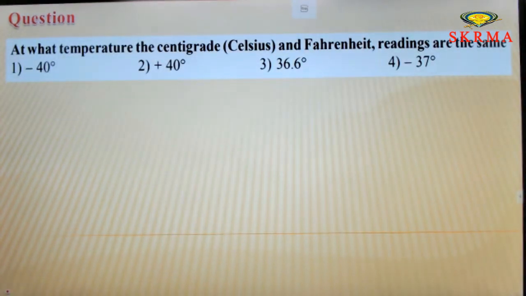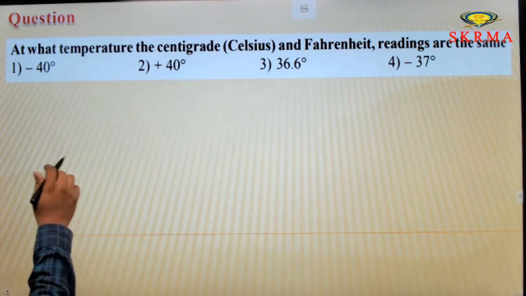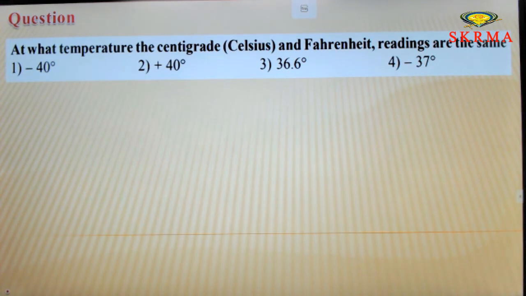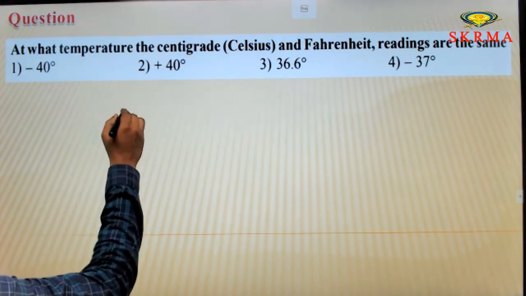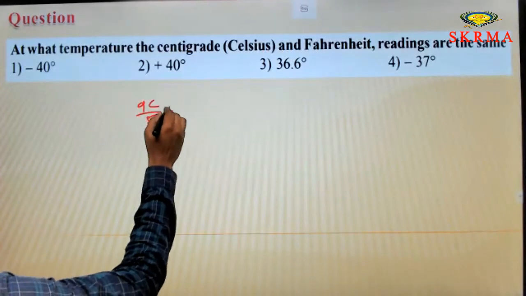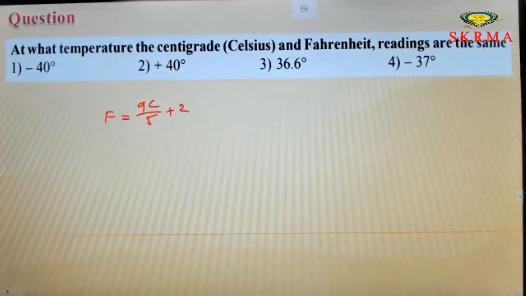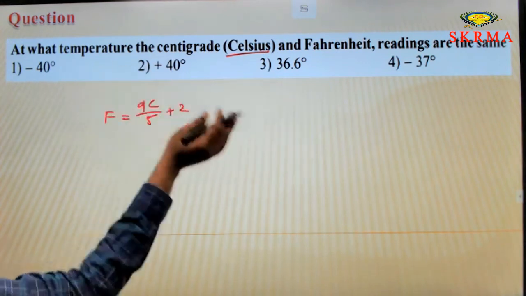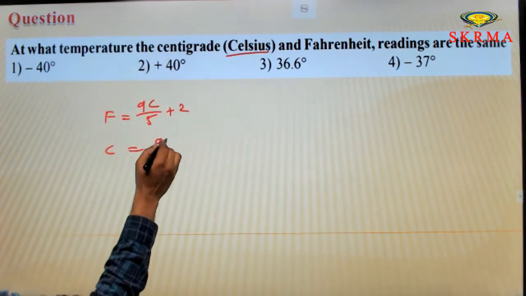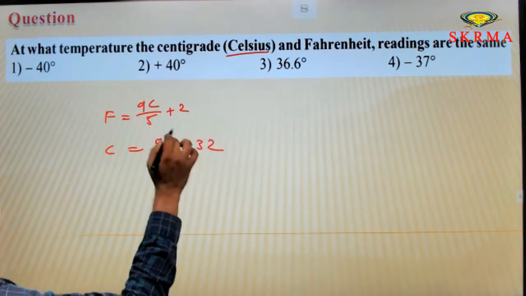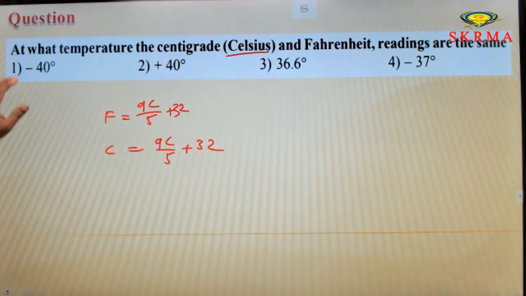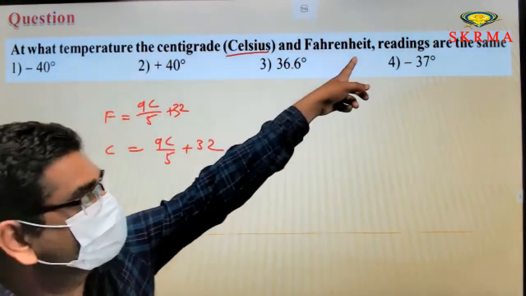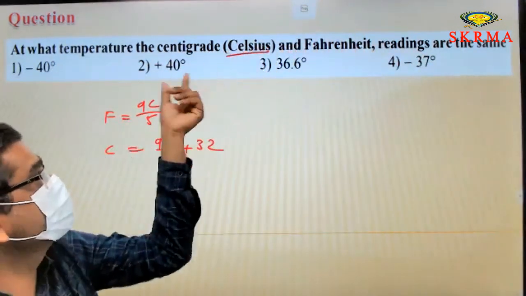Next, at what temperature do Celsius and Fahrenheit readings become the same? What is the relation between the Fahrenheit scale and the Celsius scale? 9C/5 plus 32 equals Fahrenheit. This is a conversion. So the answer is in Celsius. The Celsius scale and Fahrenheit scale are equal, so C equals 9C/5 plus 32. He is asking in Celsius.